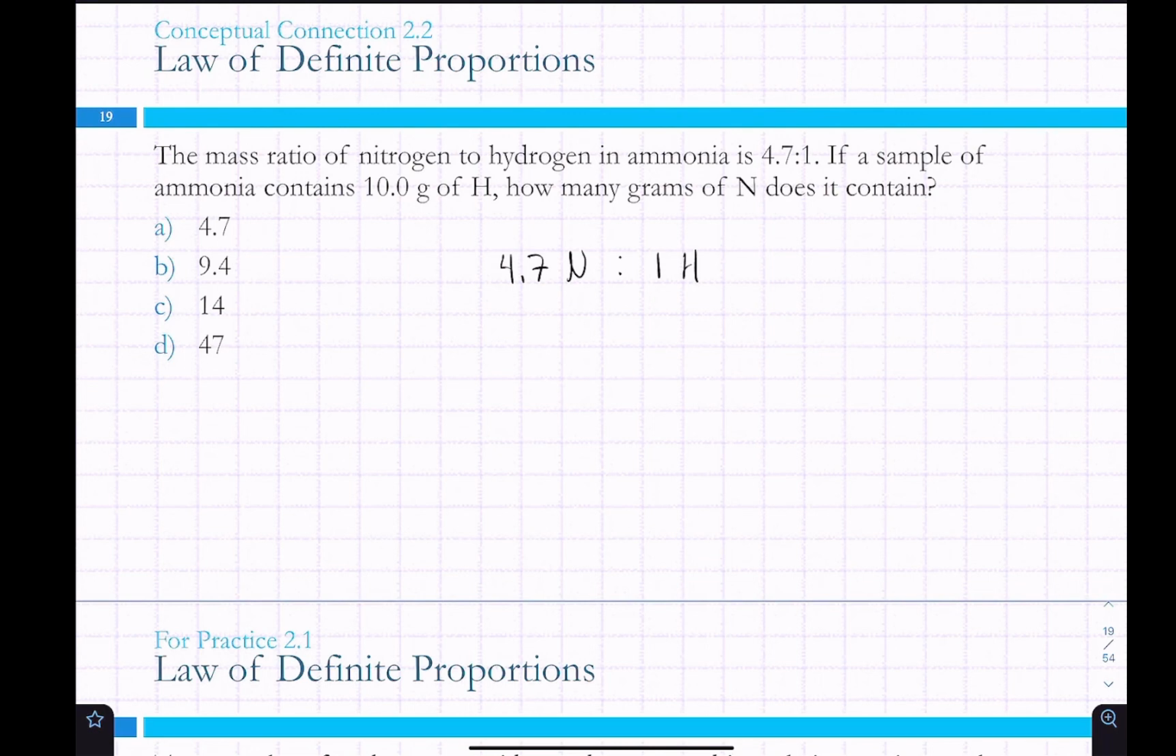All right, so is it 4.7, 9.4, 14, or 47? 47. The way that you would do this is essentially what this is saying is this ratio of 4.7, I should say grams here, grams of nitrogen for every 1 gram of hydrogen. So you'd say if you have 1 gram of hydrogen, then you're going to have 4.7 grams of nitrogen. If I have 10 grams of hydrogen, then I'll have 10 times as much nitrogen as well, so it would be 47 grams. It's kind of a weirdish problem. It's just to illustrate this fact, and that you could say it scales.